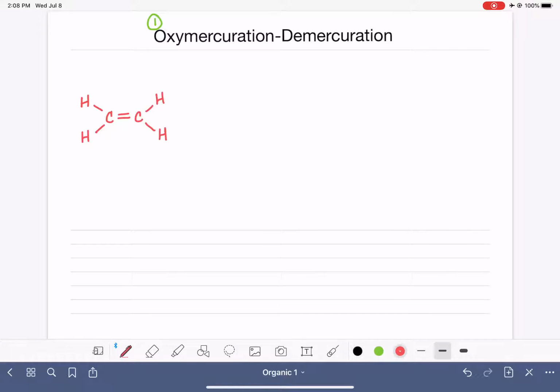The first step is the oxymercuration step. In that first step, we react our alkene with a compound called mercury acetate, Hg(OAc)2. And this mercury acetate is in a solvent. One possible solvent is water. Right now, we will only be looking at oxymercuration-demercuration reactions where water is the solvent. But later we will look at some examples where we change this solvent up.